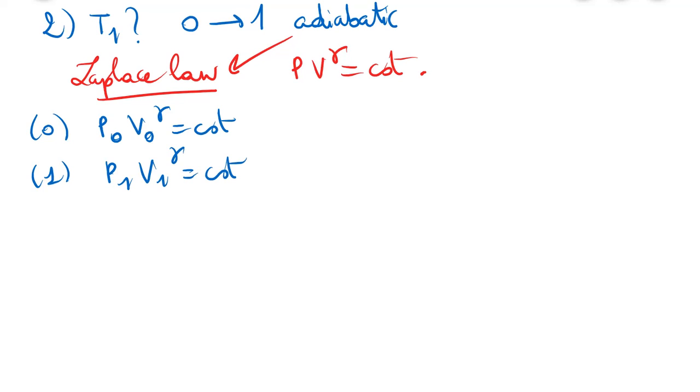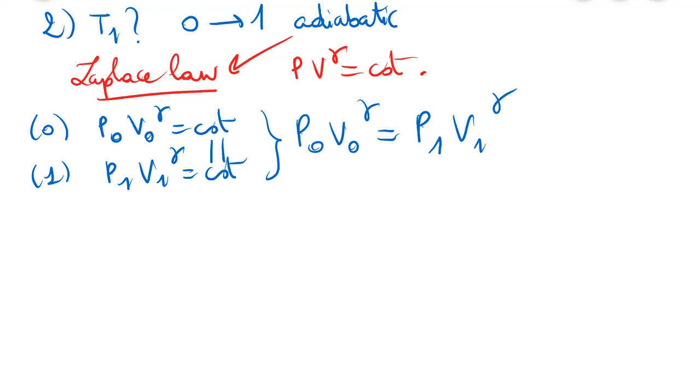So we have P0 V0 power gamma equal to constant, P1 V1 power gamma equal to constant, and it's actually the same constant as it's the same transformation between 0 and 1, that is adiabatic. So that is equal to this. And if we have this equality, then we can write P0 V0 power gamma equal to P1 V1 power gamma. So this is actually correct. And once we do this, then we can continue the process.